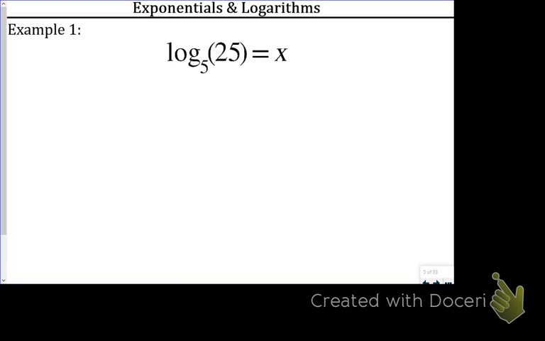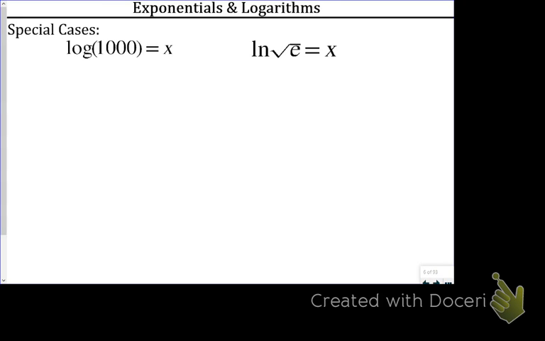Okay, let's look at our first example. Once again, we see that our base is 5. We're taking the log of 25. So the question is, what can we raise 5 to equal 25? Oops, I was supposed to put a question mark there. So what can we raise 5 to equal 25? And we know that 5 squared equals 25. Therefore, x equals 2. And my handwriting is terrible today.